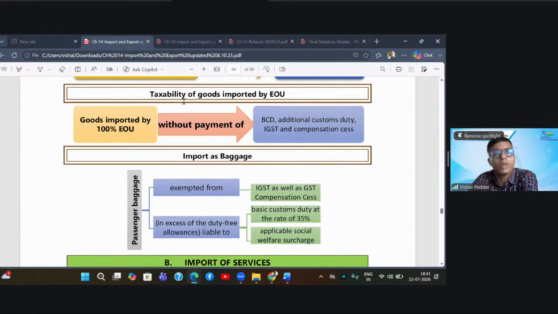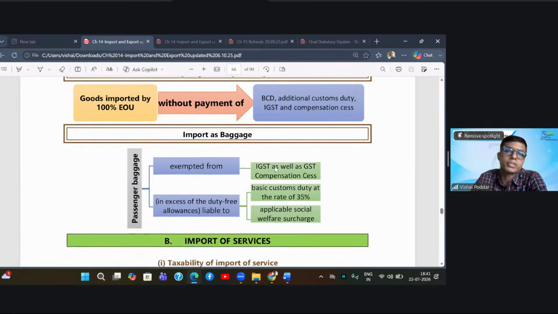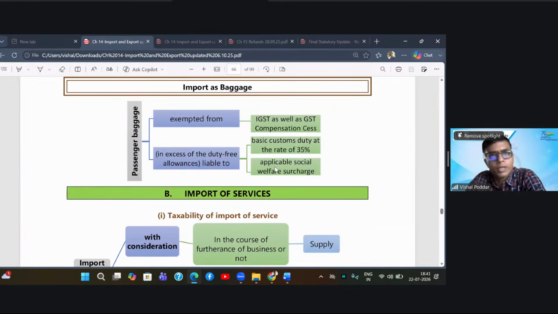Next, what will happen where goods are imported by an EOU, which is a 100% EOU? In such cases, wherever the 100% EOU is importing goods, it will import the goods without payment of basic custom duty, additional custom duty, IGST, and compensation cess.